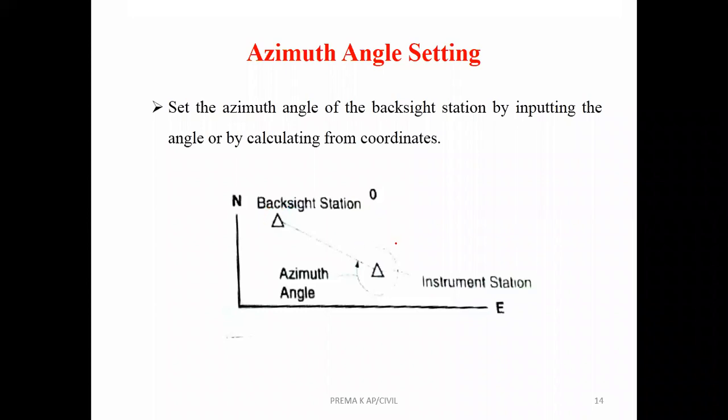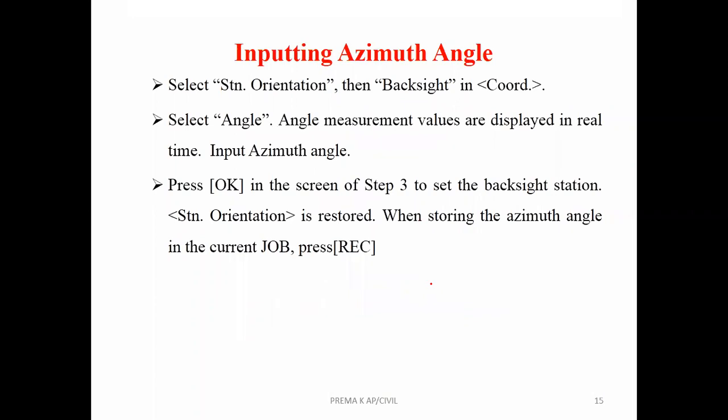So this is the backside station. This is 0°. So from here the azimuth angle is calculated. And this is the instrument station. So, the procedure for inputting the azimuth angle.